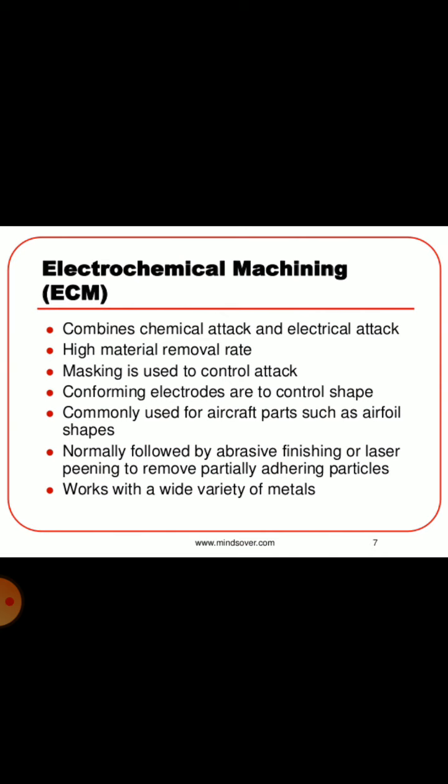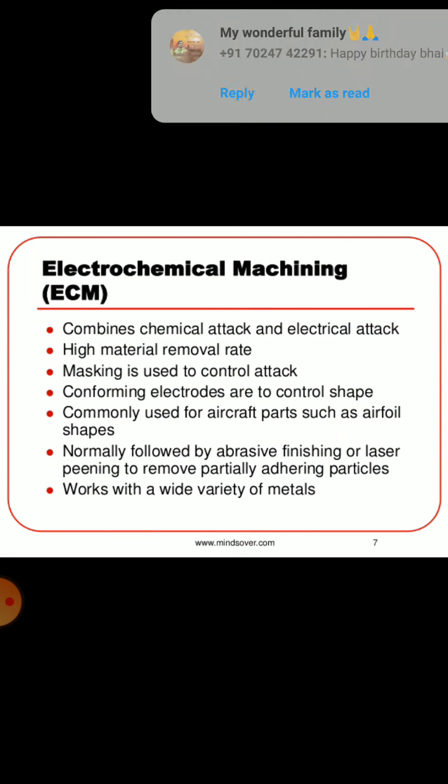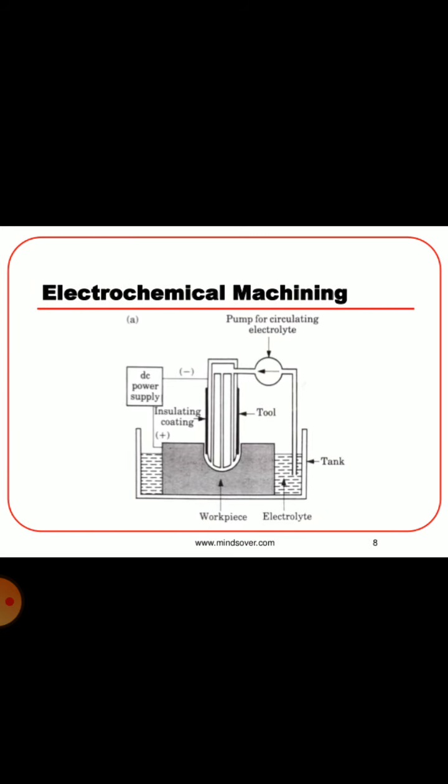Second is electrochemical machining, which combines chemical attack and electrical attack. High material removal rate. Masking is used to control attack. Conforming electrodes are used to control shape, commonly used for aircraft parts such as aerofoil shapes, normally followed by abrasive finishing or laser peening to remove partially adhering particles. Works with a wide variety of metals. And this is the diagram for electrochemical machining. You can see that.